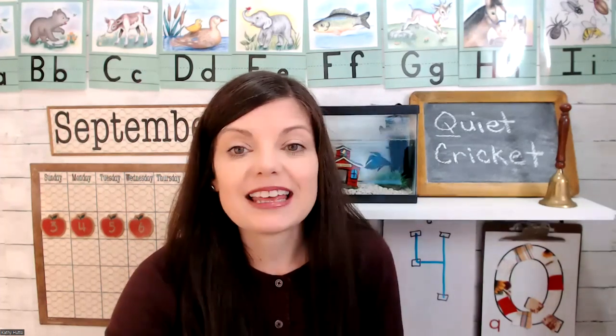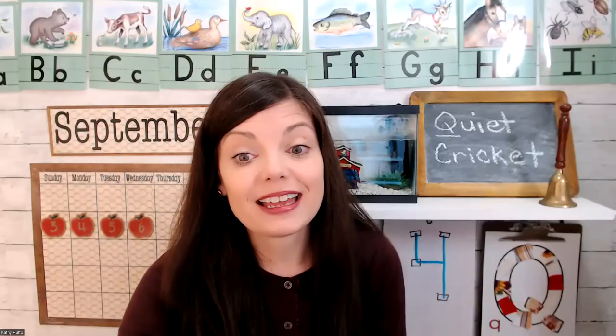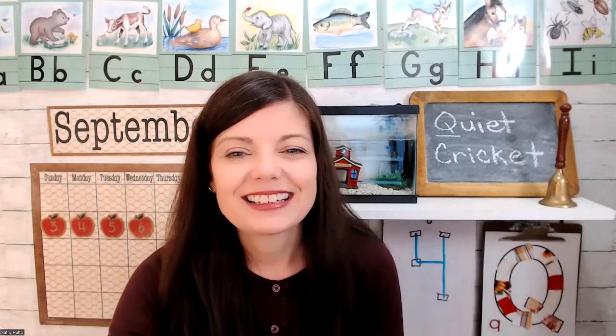Green is spelled like this. G-R-E-E-N. I know how to spell green. G-R-E-E-N. Caterpillars are green and grasshoppers are too. I know how to spell green. G-R-E-E-N. Grasshoppers and crickets are a lot alike. Well, we're gonna head to the table and build a rectangle right now.